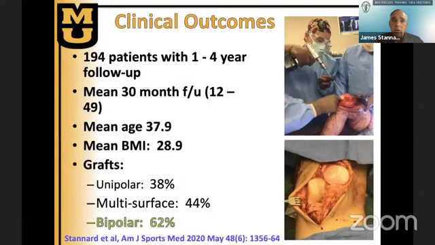We just published our clinical outcomes in May in the American Journal of Sports Medicine. And I believe this is the largest single study ever published. 194 patients that had 1 to 4 year follow-up. Mean was 30 months. And what we found, almost 2/3 of our patients had bipolar grafts, which have been very unsuccessful in the literature in the past.